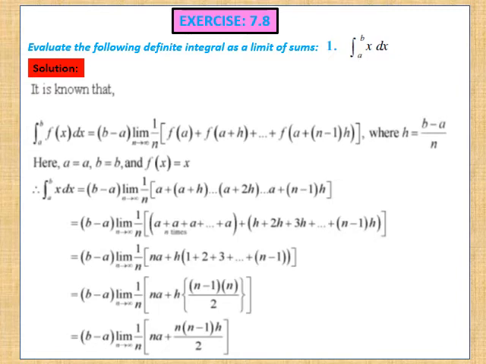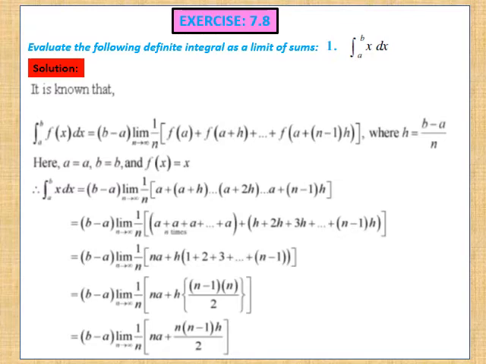We have added a n times, so it is na, plus taking h common, we are getting 1 plus 2 plus 3 up to n minus 1. So b minus a, limit n tends to infinite, 1 upon n, na plus h, and by the AP 1 2 3 up to n minus 1 number of terms. So using that formula of AP, we will get h into n minus 1 into n upon 2.